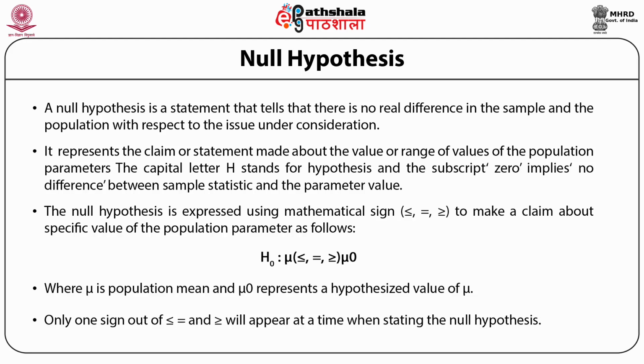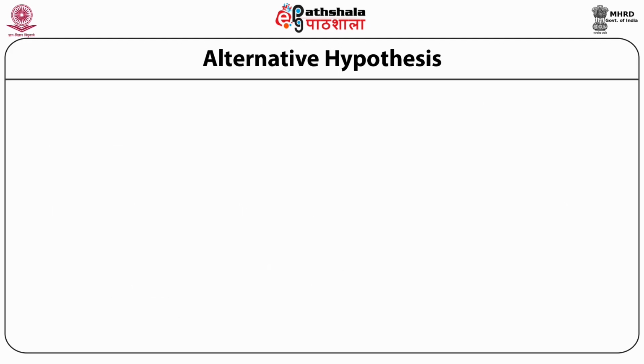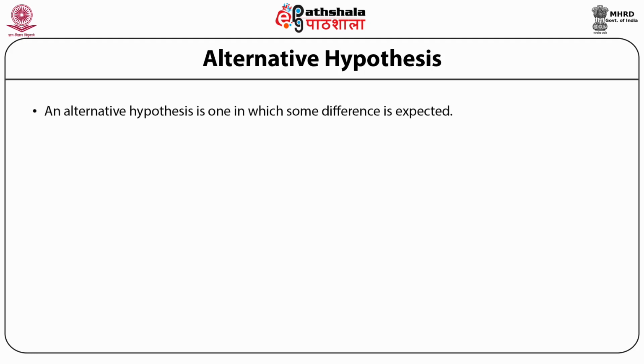Related to the null hypothesis, we also need to develop another hypothesis, which is known as an alternative hypothesis. An alternative hypothesis is one in which some difference is expected. It specifies those values that are believed to hold true and which is expected to hold the truth. Accepting the alternative hypothesis will lead to changes in opinions or actions.